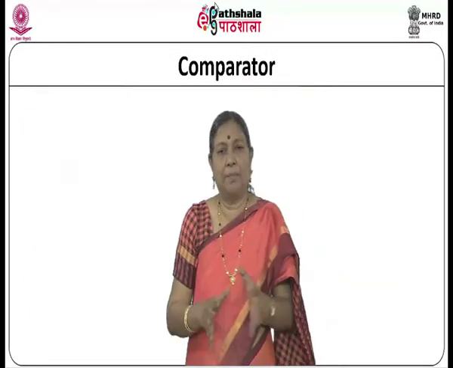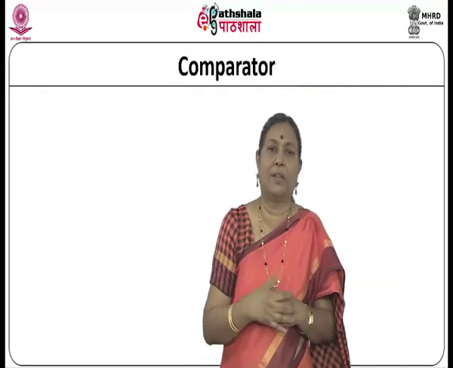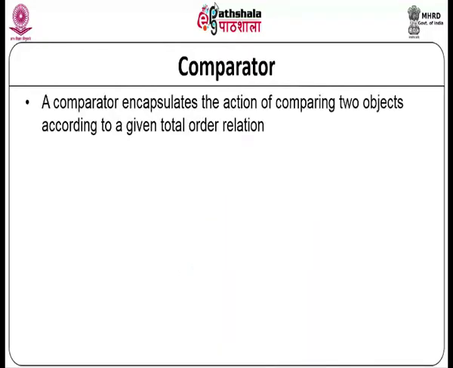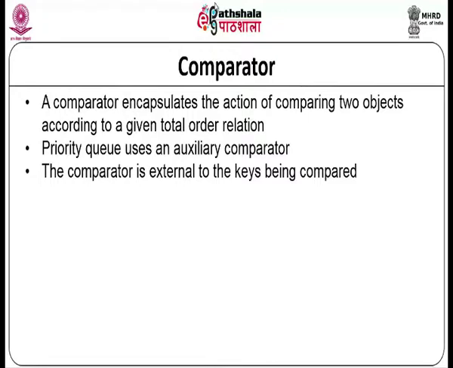And then another important component you need for implementing a priority queue is the comparator. A comparator encapsulates the action of comparing two objects according to a total order relation. The total order relation has already been defined for you. So, priority queues use an auxiliary comparator. Unless you have a comparator, you cannot compare and see which is the highest or lowest, and it is external to the keys being compared.